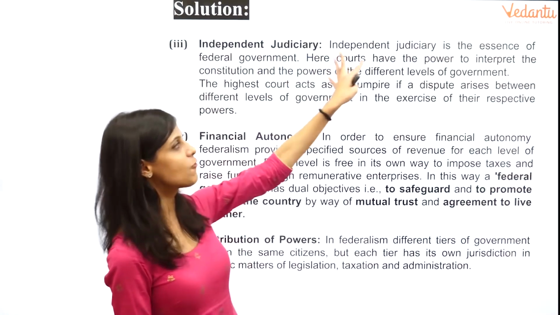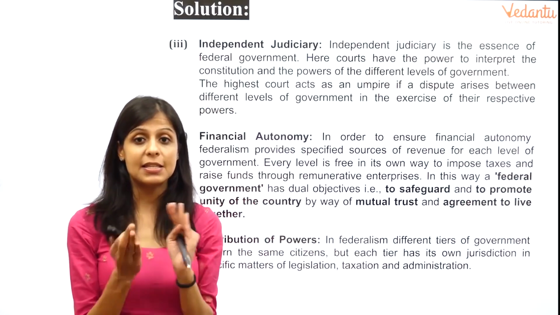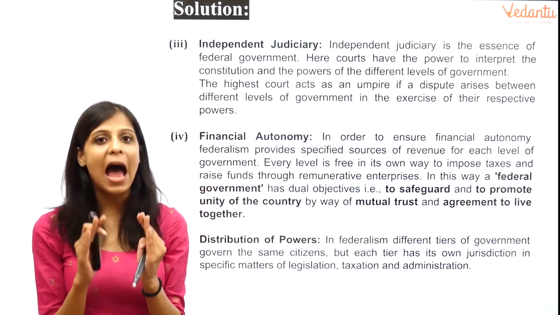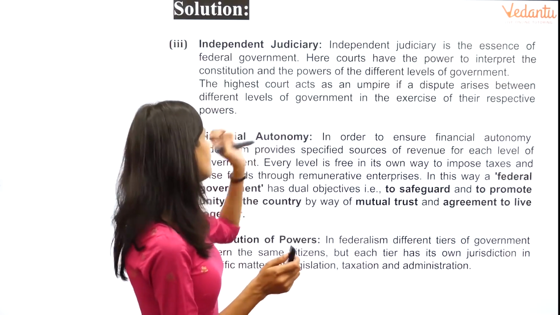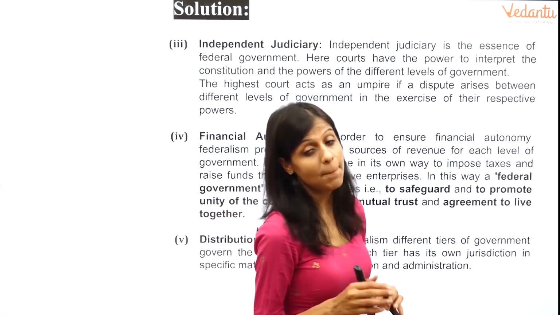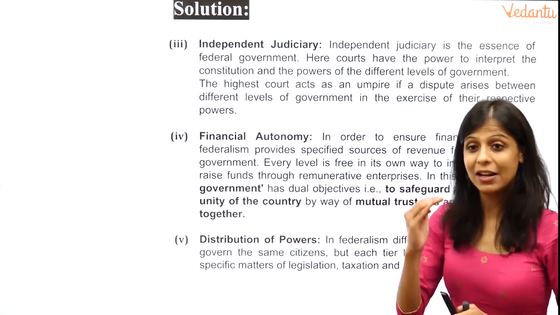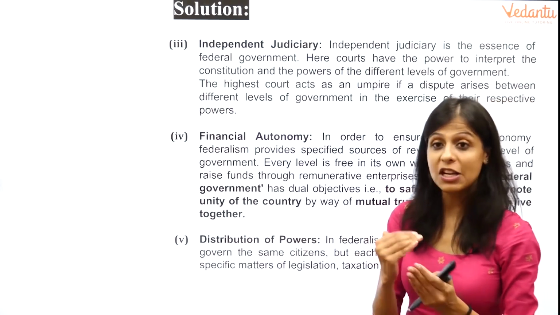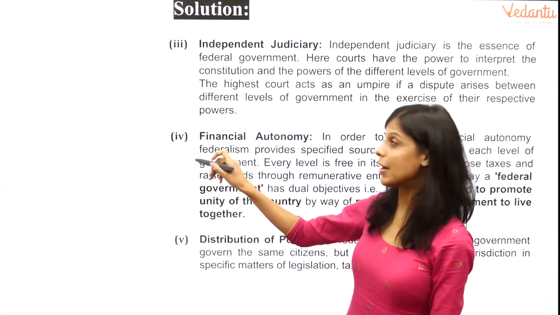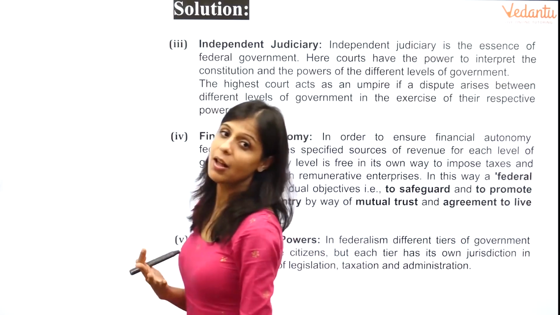Then there's independence of judiciary. Just in case you want to interpret the constitution, just in case there's a dispute between different levels of the government, judiciary is going to come handy. It's going to serve the purpose. Then, in order to ensure that these 2 governments support themselves, do really well in the economic field and don't ask for financial credit from each other, financial autonomy is given in case of a federal government.